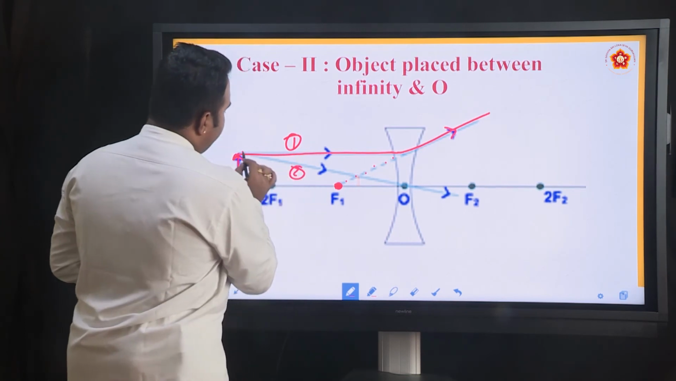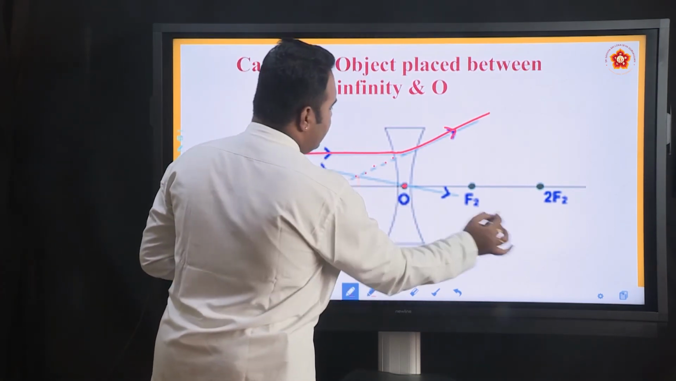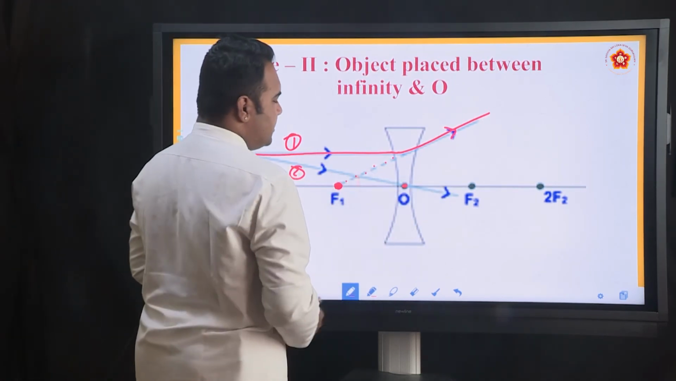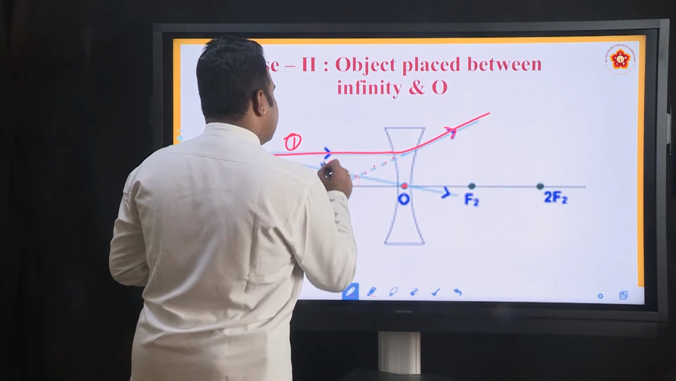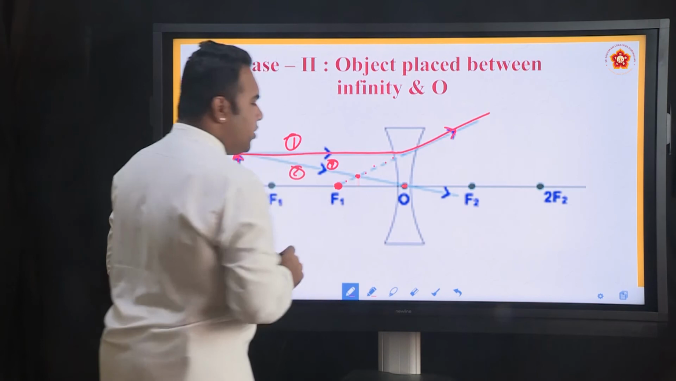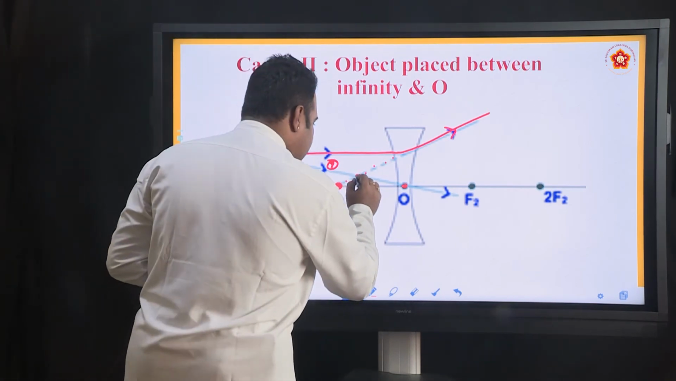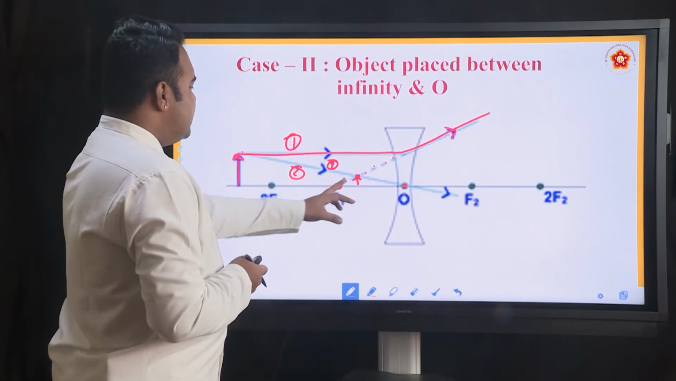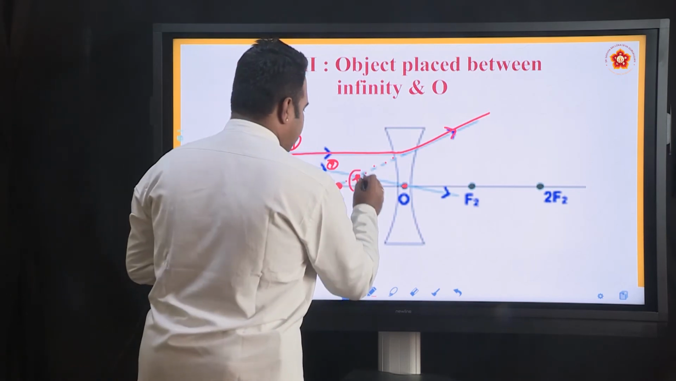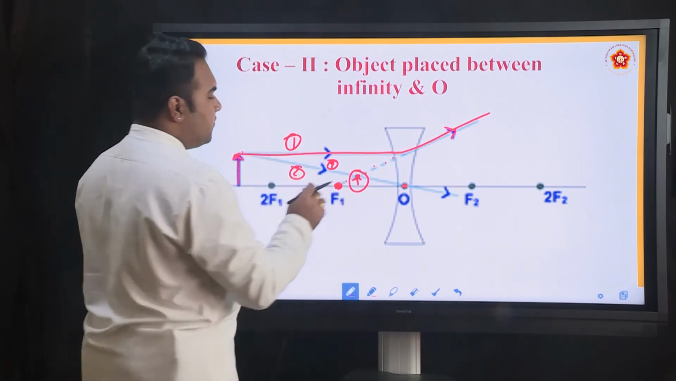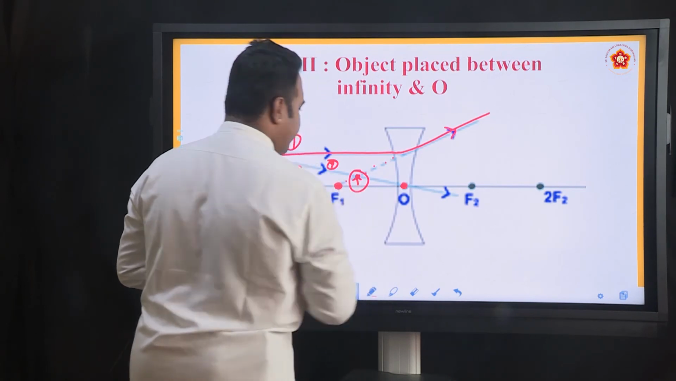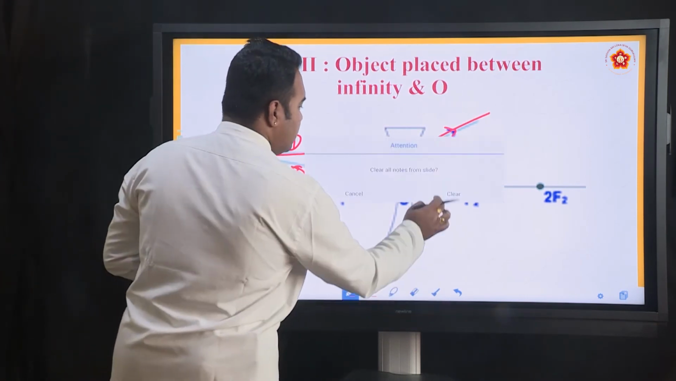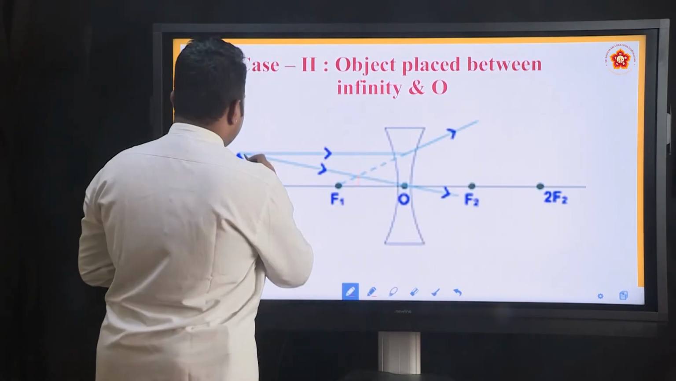Now ray 2, any ray of light which is passing through the optic center goes undeviated, which means there is no refraction or bend happening after it passes the lens. So the first ray and the second ray intersect at this point. So my image is formed on the same side of the lens, which we can never obtain on a screen. It's a virtual and erect image. The image is formed between optic center and F. It is diminished. Look at the dimension of the object and look at the dimension of the image.